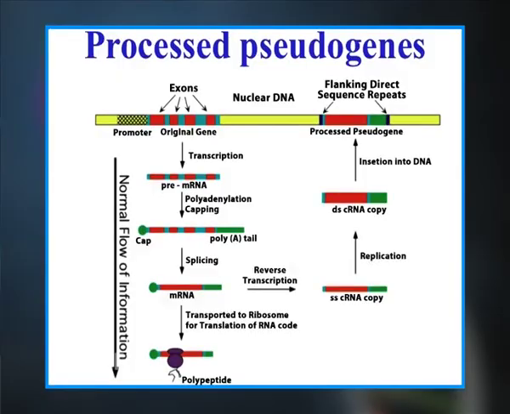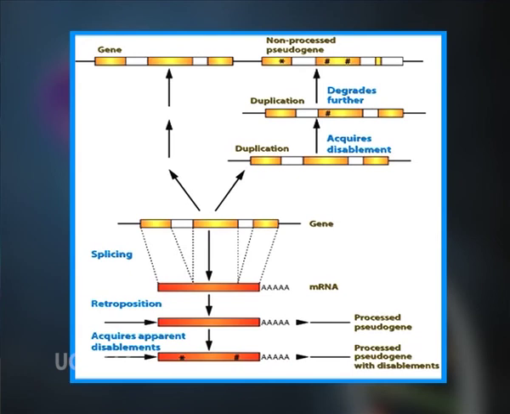The pseudogenes are rare in prokaryotes. However, there are more than 8,000 different processed pseudogene copies of protein coding genes and more than 4,000 non-processed pseudogenes in the human genome. With this, we conclude today's topic. I hope you have understood.